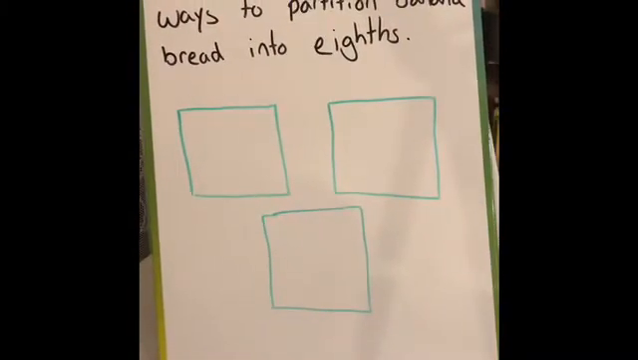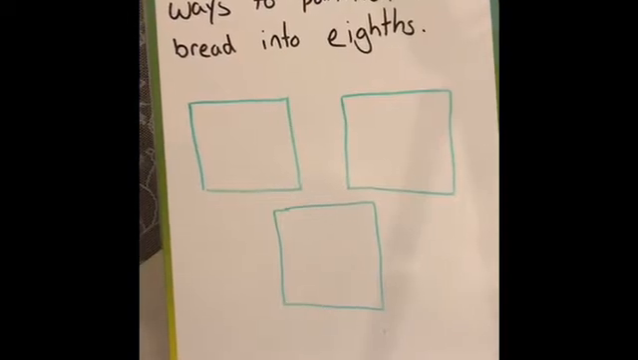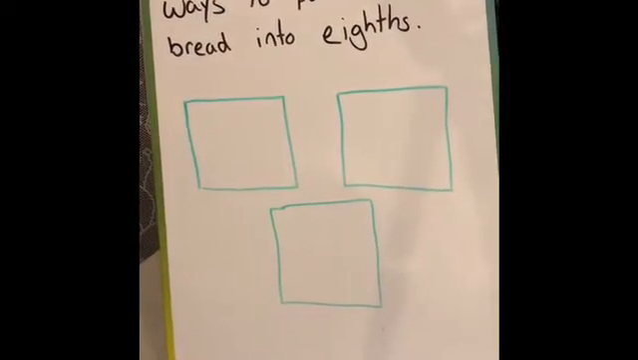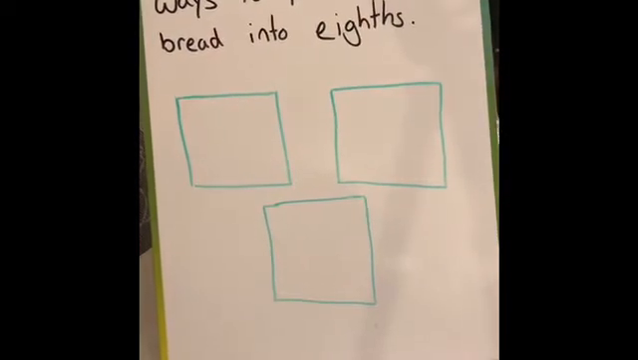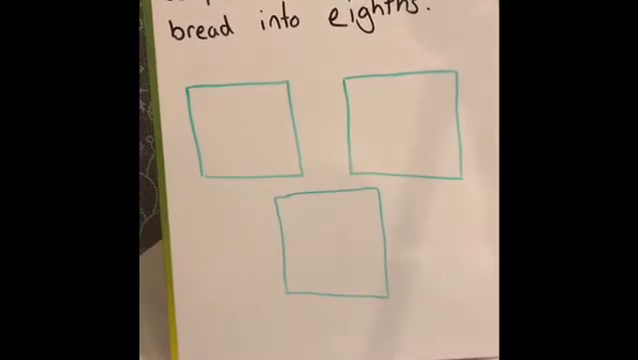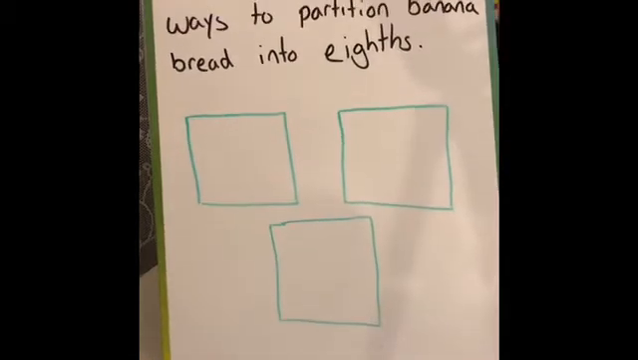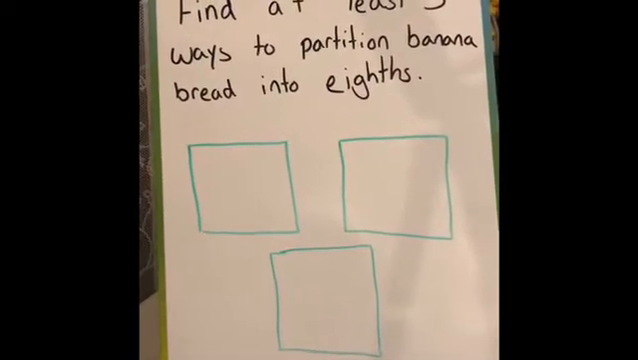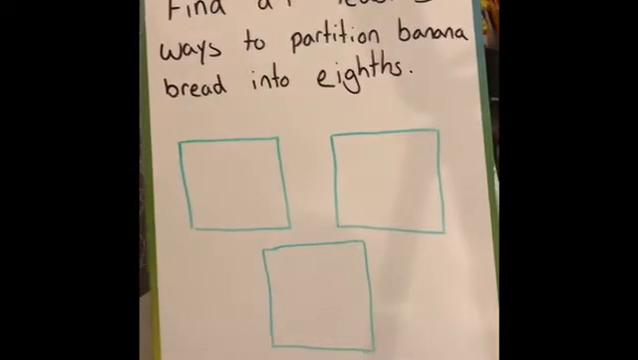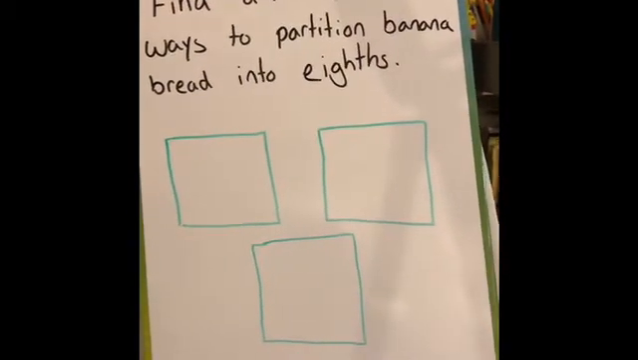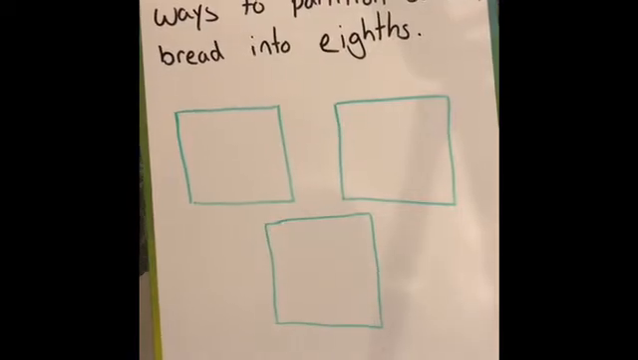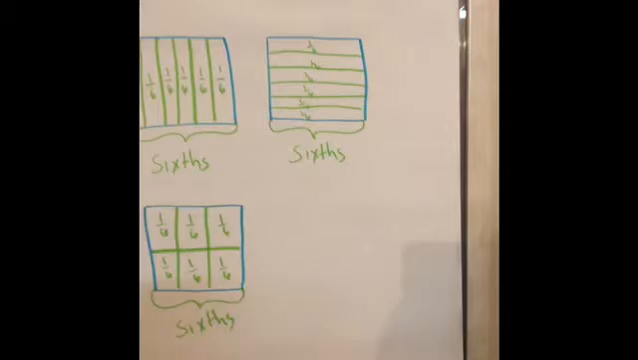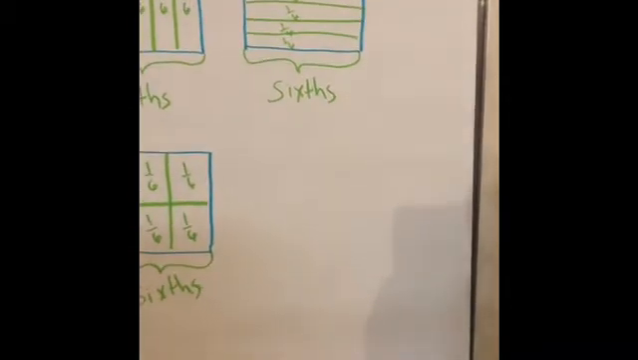I would like you to find at least 3 ways to partition banana bread into eighths. Here I have drawn 3 boxes for you to break up or partition. Make sure when you're drawing these boxes at home, you try to make sure that each box is about the same size because it's representing the same pan of banana bread. Make sure that you label each fractional unit as eighths or 1/8, just like here I labeled each as sixths.